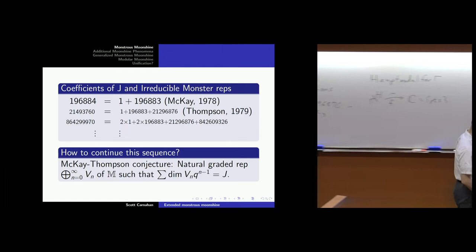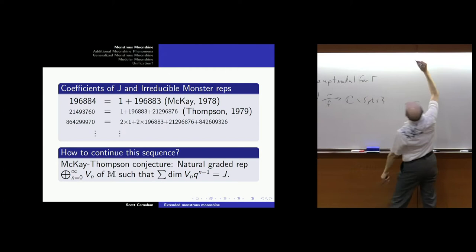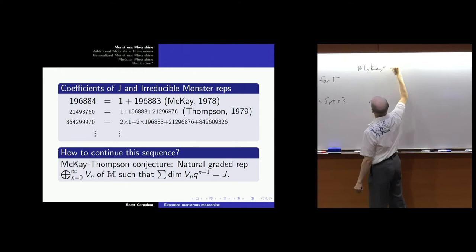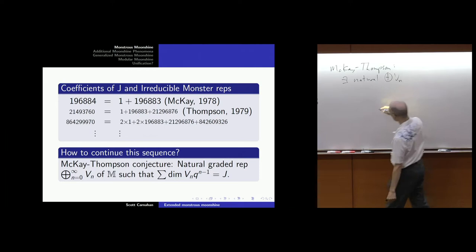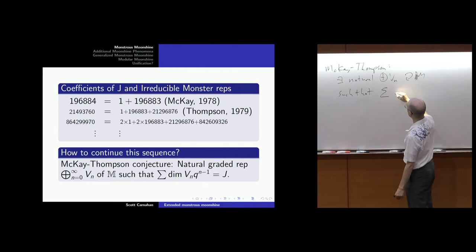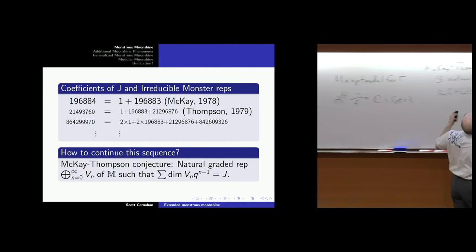What is now known as the McKay-Thompson conjecture is that there is some natural graded representation of the monster such that this graded dimension, written as a power series, is equal to the J function. McKay-Thompson say that there exists a natural graded representation with an action of the monster such that this is the J function with zero constant term. Now, obviously, this hinges on the word natural, but we're going to pretend that we can recognize such an object when we see it.